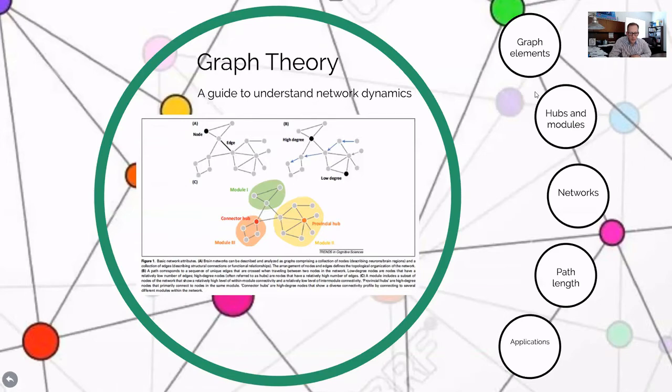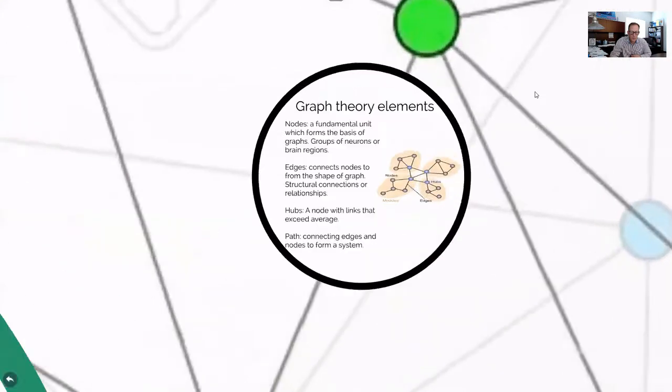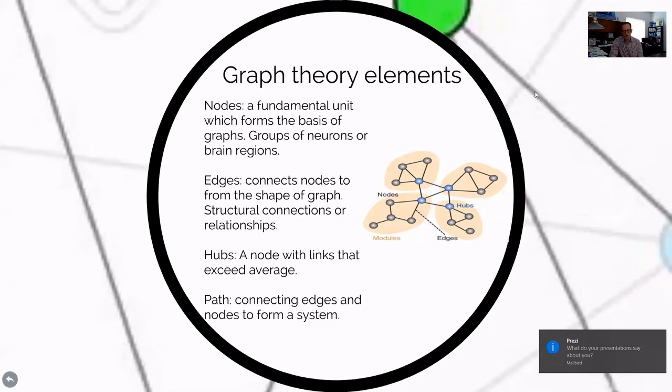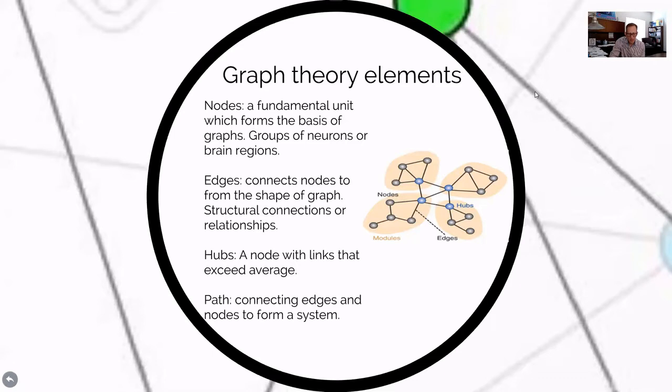So graph theory is essentially a guide to help us understand these networks. And essentially, we look at what are called nodes, which are the little circles in the graph, which is basically a unit or location in the brain or group of neurons. Edges, which are the lines connecting them, which are the structural connections between these locations, and hubs, which represent regions of interconnected nodes and edges. A path, then, is the connecting edges and nodes that form a system.